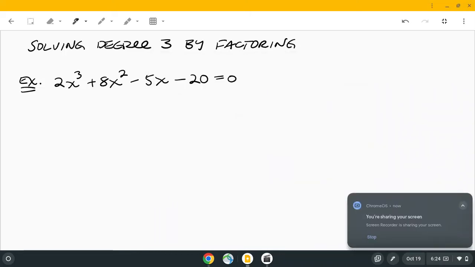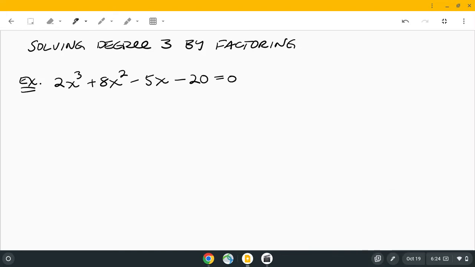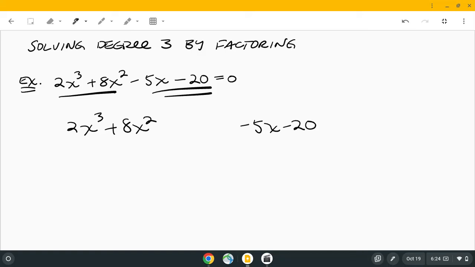All right, in this video, we are going to cover one example of how to solve this degree 3 by factoring. And if you remember, we solve degree 3s using factoring by grouping, okay? So this here is going to be my first group, 2x cubed plus 8x squared. And then this one over here is going to be my second group. So that's why we call this factoring by grouping. We group these four terms into two groups.